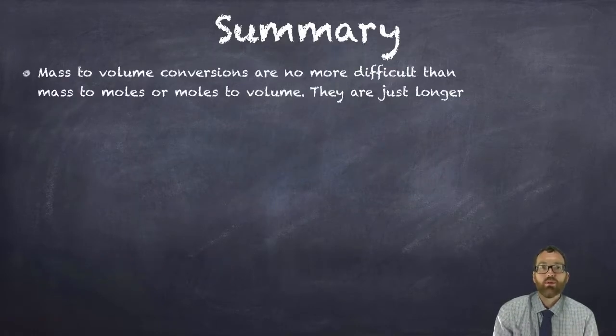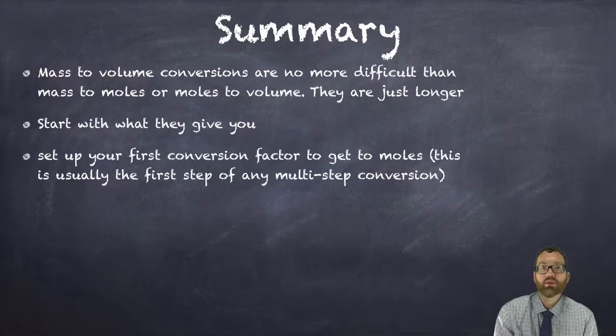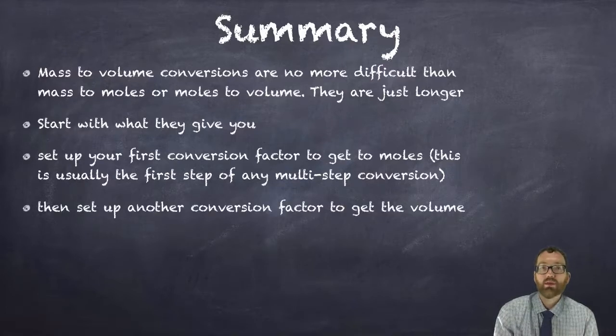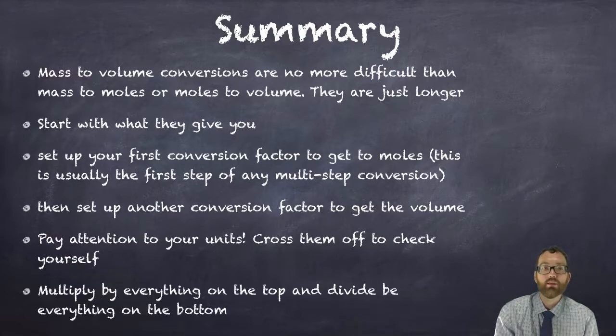So mass to volume conversions are no more difficult than mass to moles or moles to volume, they're just longer. Always start with what they give you and set up your first conversion factor to get to moles. This is usually the first step in any multi-step conversion. Then set up the other conversion factor to get to volume. Pay attention to your units. Always write your units. Don't get lazy and just start writing numbers in brackets. It's going to lead to mistakes. Write your units on every single bracket and cross them off as you go to check yourself. Then multiply everything on the top and divide by everything on the bottom, and you should get the right answer.